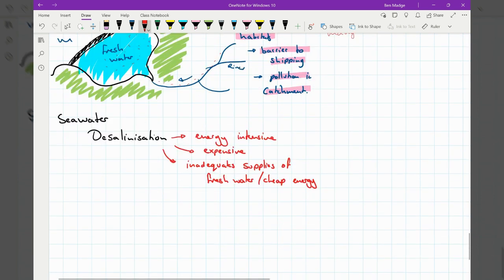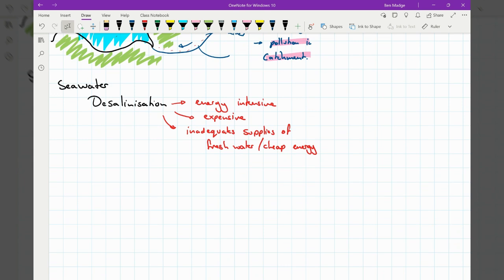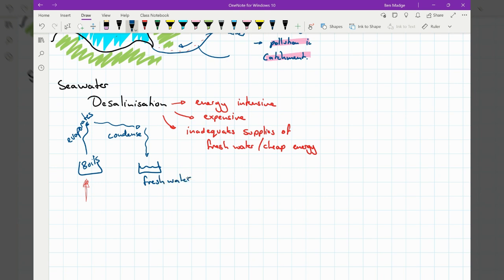And the last alternative that we're going to look at is desalination. This is where we heat the water up until it evaporates and boils. It might be done under a partial vacuum to make it more efficient, and then you condense it, and then you collect the condensate as fresh water, and all the salt gets left behind.